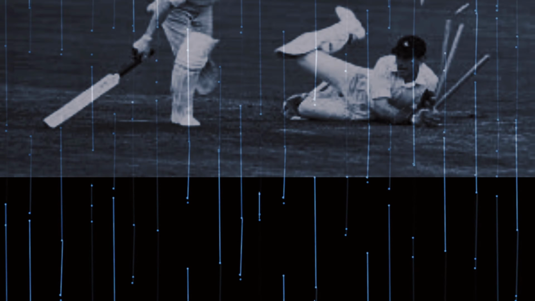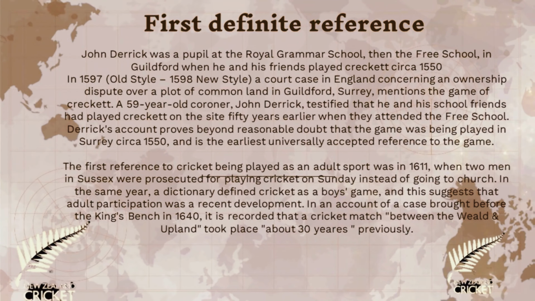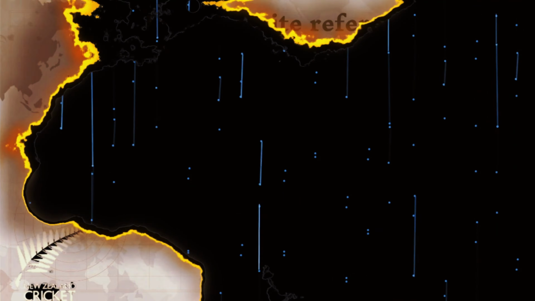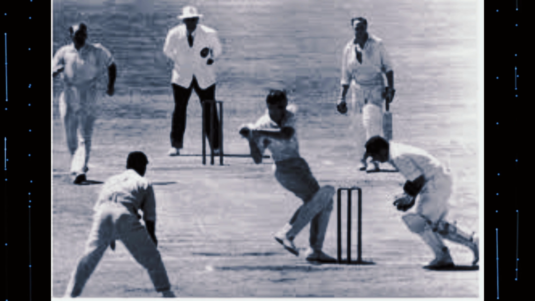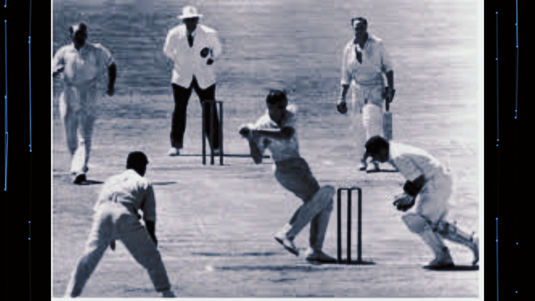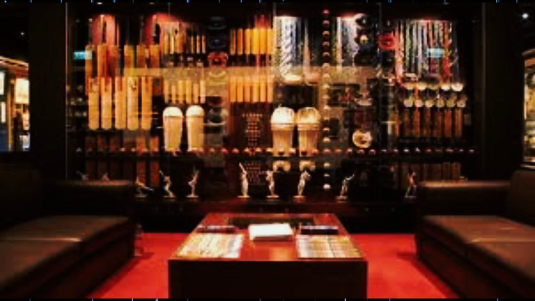This moment encapsulates the fusion of leisure and community in 16th century England and links the sport's origins to Surrey's cultural heritage. By 1611, cricket had matured beyond a pastime for schoolboys. Historical records reveal two Sussex men were prosecuted for playing cricket on a Sunday, defying church obligations, a sign of the sport's growing popularity among adults.